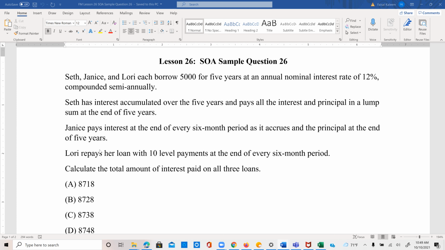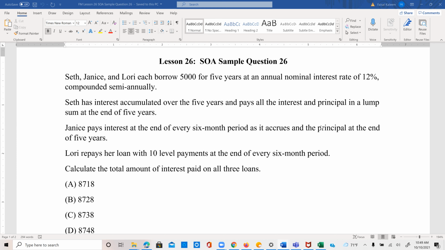Laurie pays a loan with 10 level payments at the end of every 6-month period. Calculate the amount of interest paid on all 3 loans. So let's first focus on Seth. Seth just pays everything at the end of 5 years.